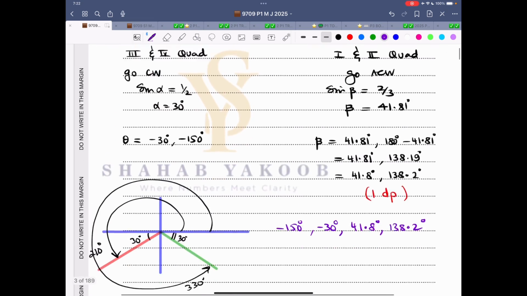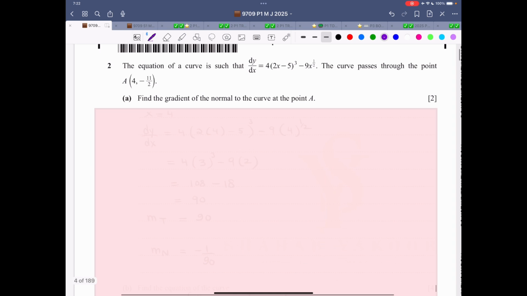Question number 1 done. Let's move to question number 2. What is this about? The equation of a curve is given, and the gradient function is given. The curve passes through a certain point. Find the gradient of the normal to the curve at this point. We know that the gradient of the tangent is dy by dx, and we know that the gradient of the normal is the negative reciprocal of the gradient of the tangent. So keep this knowledge in mind.